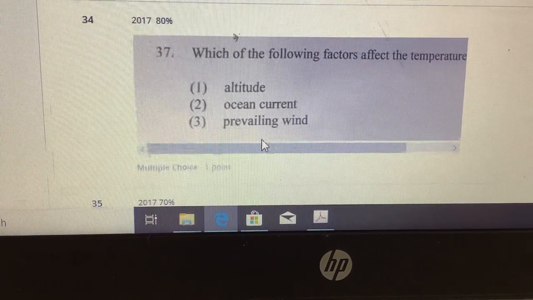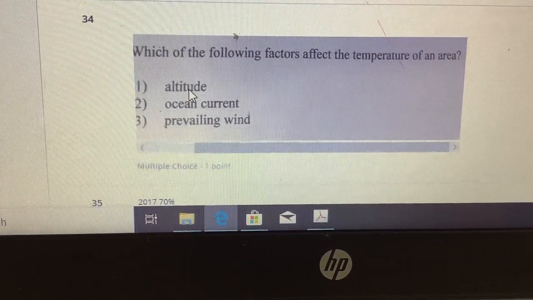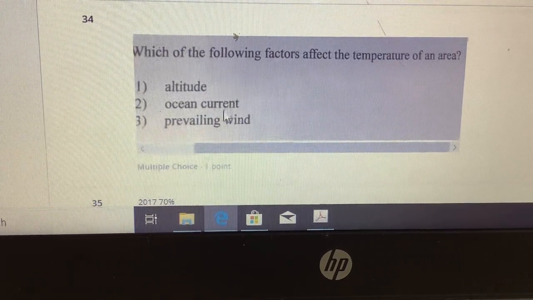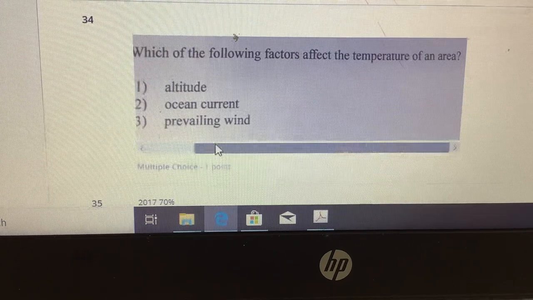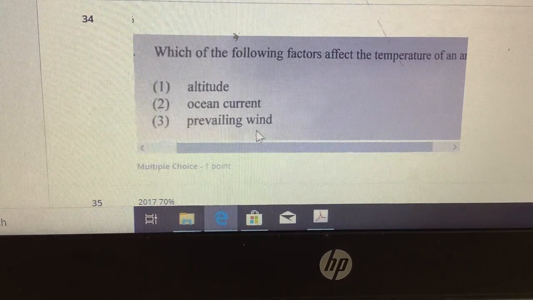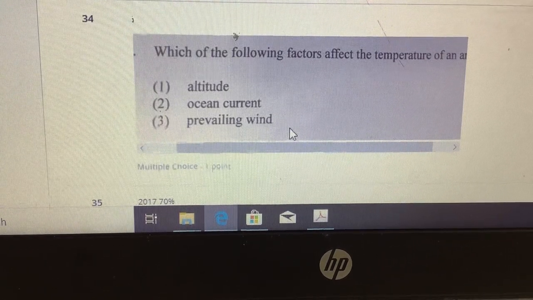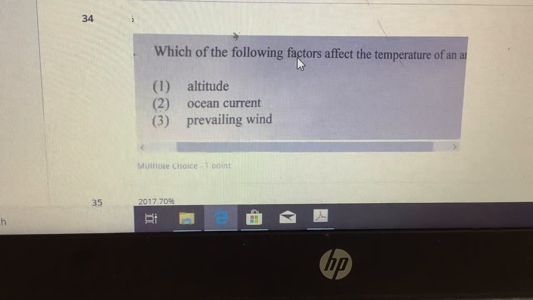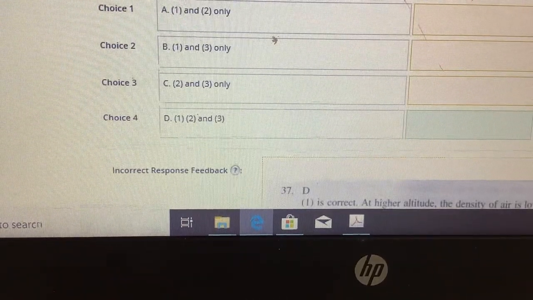Number 34. Which of the factors affect the temperature of an area? Altitude, yes. If we are in a taller area, on a peak, it is cooler. So altitude will affect the temperature of the area. Ocean current, yes, just like London. London is warmer than Moscow, because it's affected by the ocean current. Number three, prevailing wind. When the wind comes from Siberia, just like the winter monsoon, we have cooler temperatures. So number three is also correct. Number one and two and three.